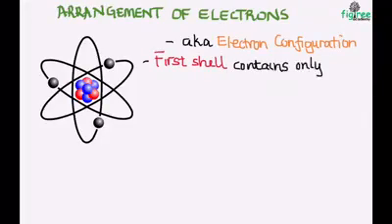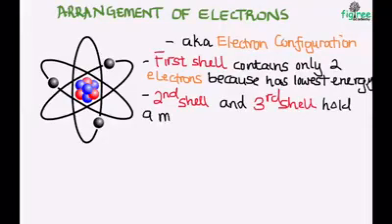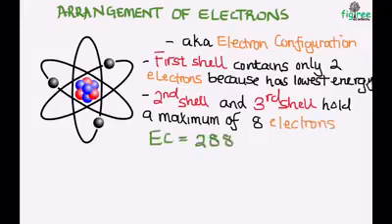The first shell contains only 2. It can only hold 2 electrons because it is the lowest energy. Then the next 2, which are the second and the third shell, can hold a maximum of 8 electrons. Since we are only interested in the first 20 elements of the periodic table, we can come up with this. Electronic configuration is equal to 2, 8, 8: 2 in the first shell, 8 in the second shell, 8 in the third shell. And this will help us group the first 20 elements of the periodic table into their respective groups.